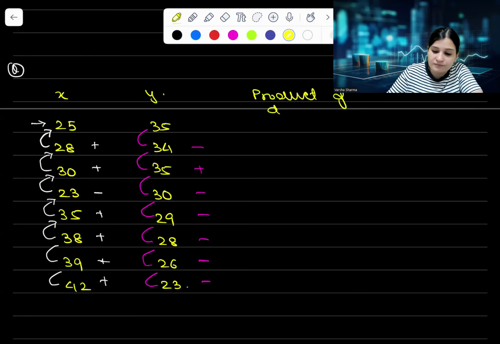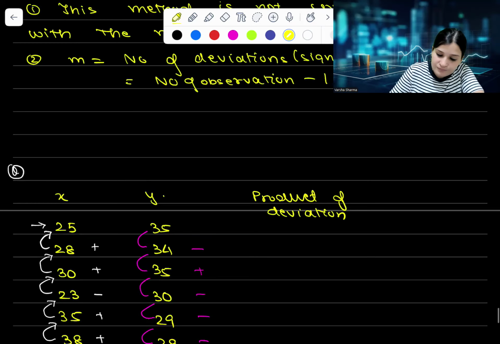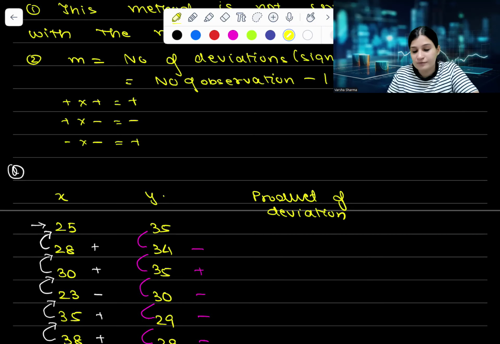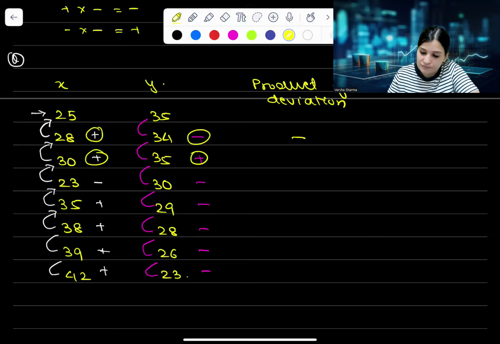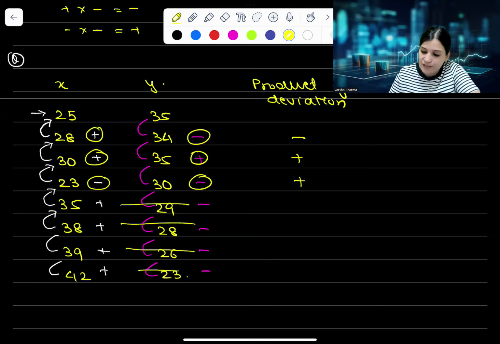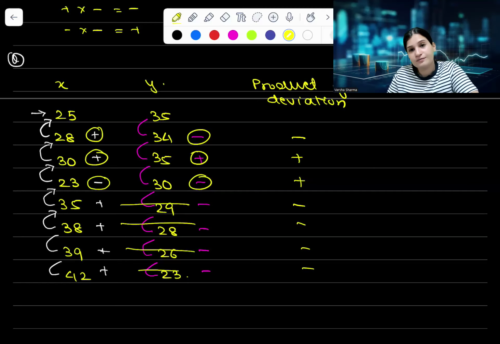Now we will have the product of deviations. We need to multiply the signs. I hope you all remember: plus multiplied by plus is plus, plus multiplied by minus is minus, minus multiplied with minus is plus. So multiplying each pair gives: plus, minus, minus, plus, plus, minus, minus. Till here, does anyone have any doubt?